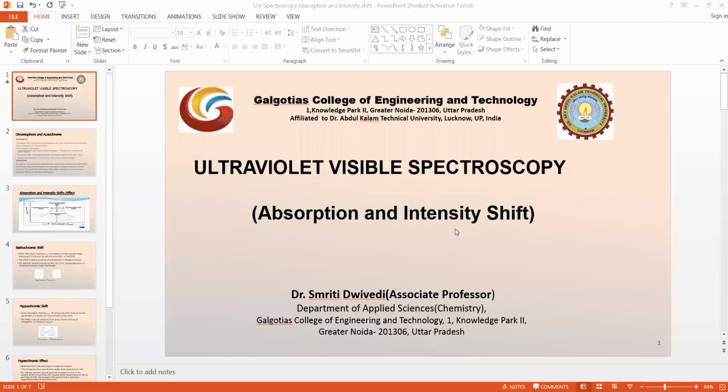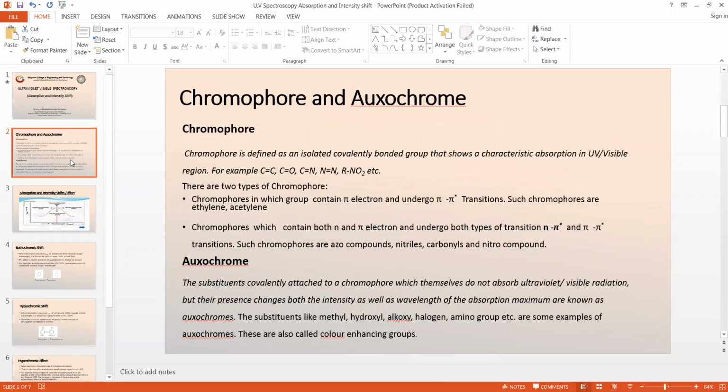Welcome dear students. Today we are going to discuss absorption and intensity shift. But before moving to discuss absorption and intensity shift, first of all we have to understand the chromophore and oxochrome, because without their knowledge we can't understand absorption and intensity shift.